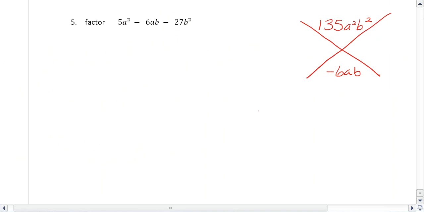In our last example, looks like the numbers are getting a little bigger. So we once again go first times last on top of the diamond, middle term goes on the bottom of the diamond. If I did my multiplying right, 27 times 5 is 135. So now I have to find two factors that multiply to the top and add to the bottom.